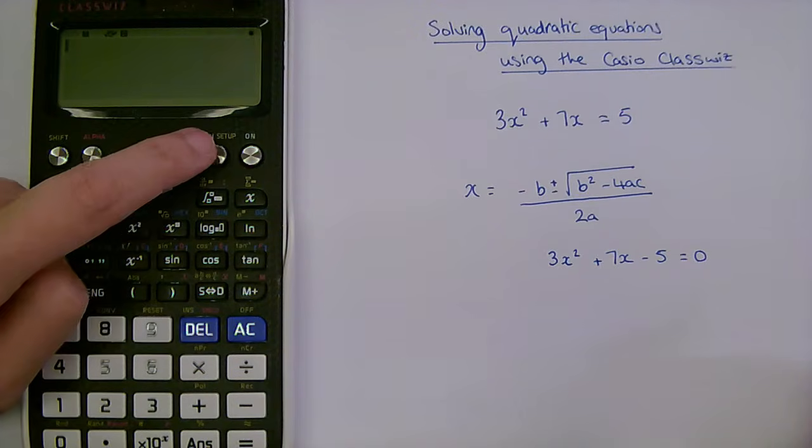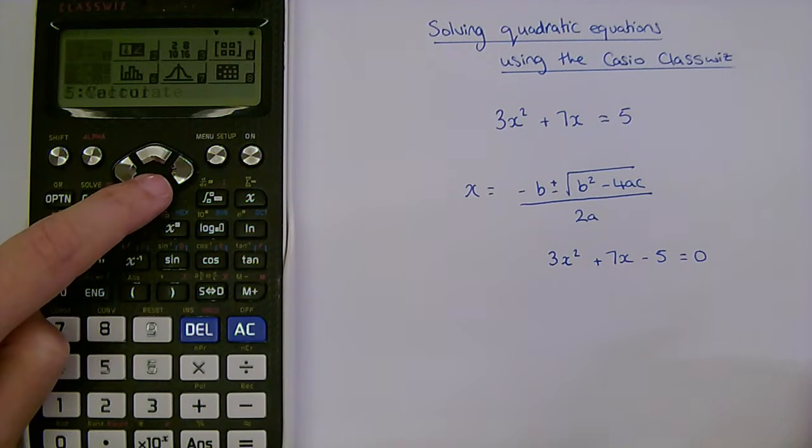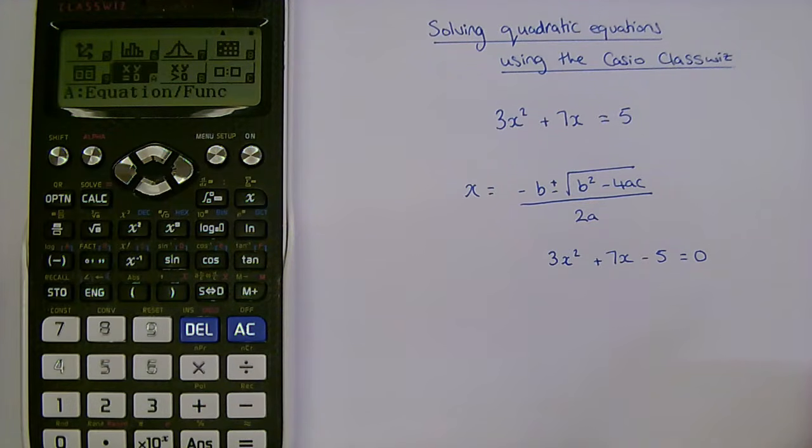So what we're going to do is go into the menu and choose option A, which is the equations or functions option. You can do that using the cursor, or you can just select option A here, which is just about visible in red. I could have just pressed A instead.